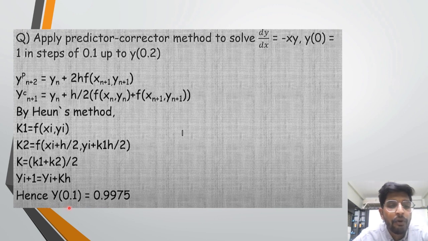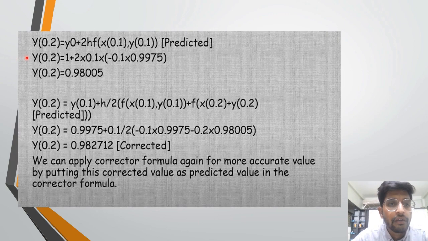Hence y(0.1) comes out to be 0.9975. Y(0.2) equals y0 plus 2h f(x(0.1), y(0.1)), which we have predicted. So on solving this, y(0.2) comes out to be y0, which we have got as 1, plus 2 into the h value 0.1, and x(0.1) and y(0.1) are minus 0.1 into 0.9975. So the value of y(0.2) comes out to be 0.98005, which is the predicted value.